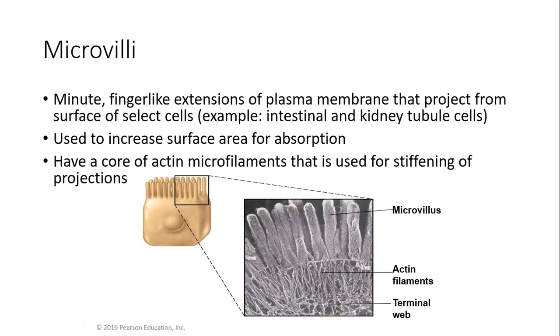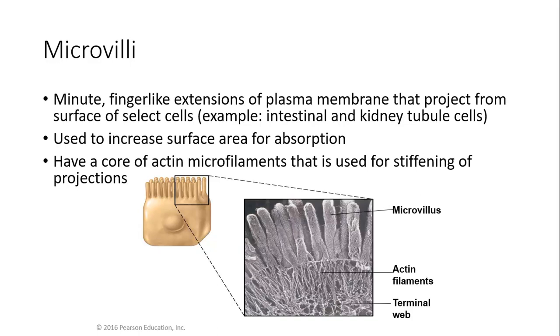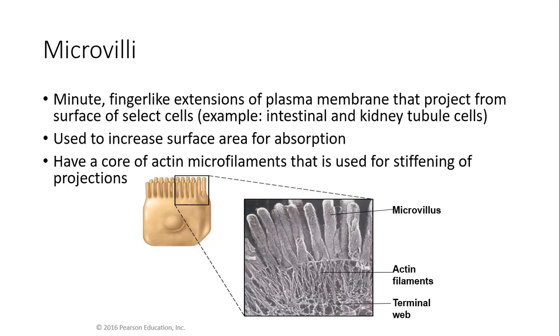So microvilli are smaller than cilia, okay? That's why the name microvilli. They're finger-like extensions of the plasma membrane that project from the surface of select cells. For example, your digestive intestinal cells and kidney tubule cells, cells that need greater surface area to absorb substances. This increases surface area for absorption, and they have a core of actin microfilaments that is used for stiffening the projections, okay? So you see your core of actin filaments right there.